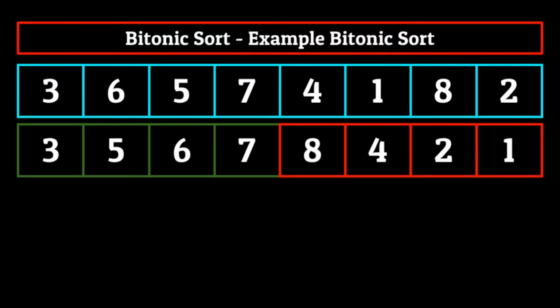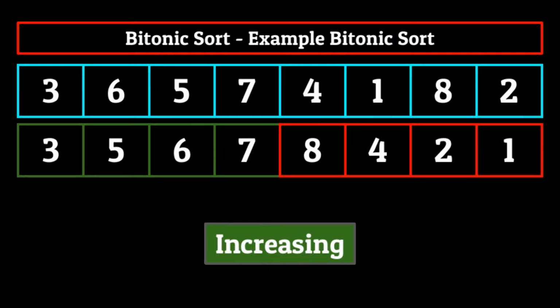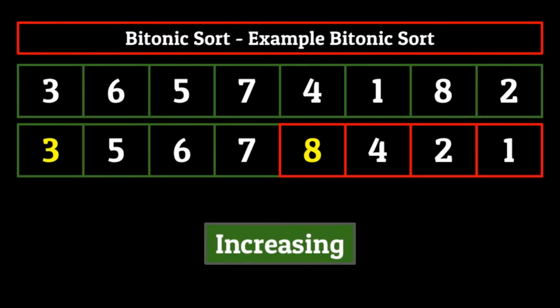We want this sequence to be in increasing order all the way through. So we start by comparing 3 and 8. That checks out. Then we compare 5 and 4. This disagrees with our parent call, so we swap these 2 values. The next values we compare, 6 and 2, also disagree with the parent call, and so we swap those as well. That is also the case for our final comparison as well. 7 and 1 disagree with the parent call, and so we swap those. That completes the first level of our bitonic merge.